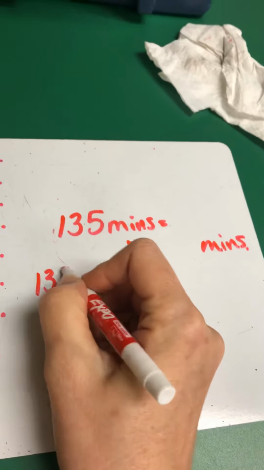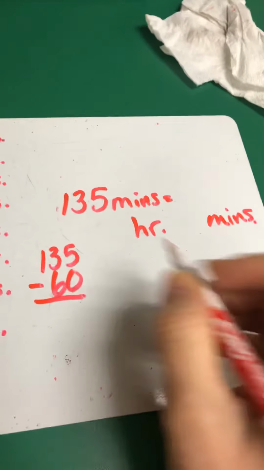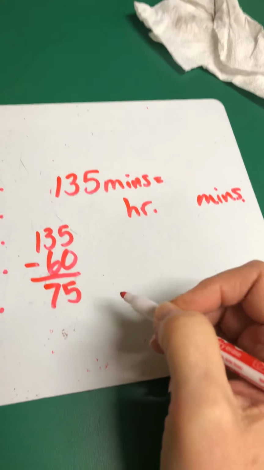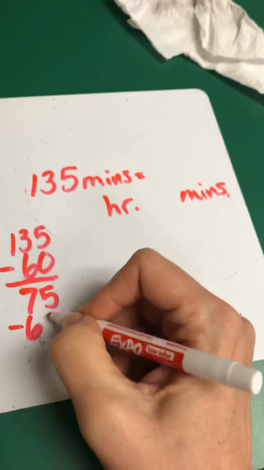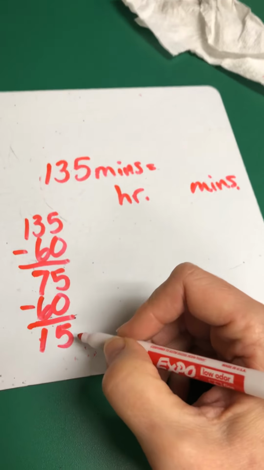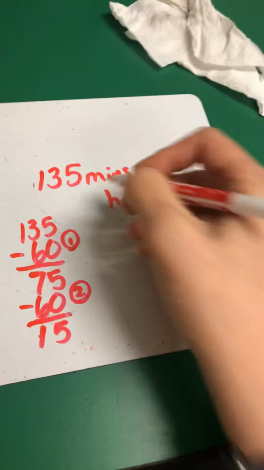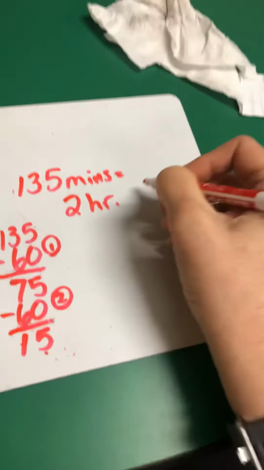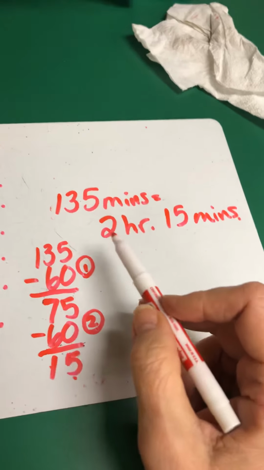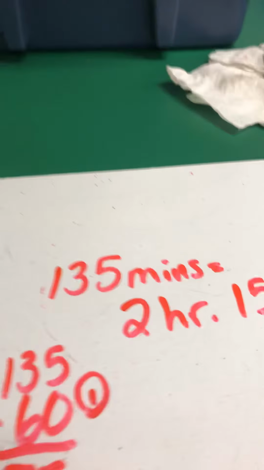So I know 135 minus, I know there are 60 minutes in an hour. 5 minus 0. 13 minus 6, I can still get 60 out of that. So I'm going to go again. I can't get 60 out of that. So I'm going to count up. How many times did I subtract 60? Twice. What's left over? 135 minutes equals 2 hours and 15 minutes. Okay?